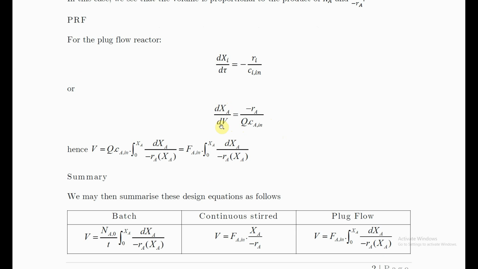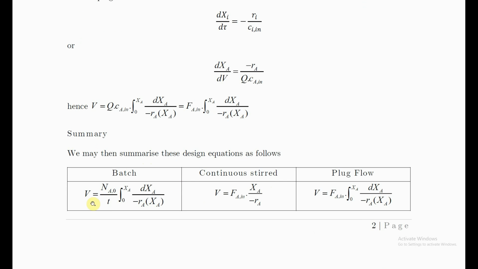So again, if you divide both sides by the right hand side here and then integrate with volume, then the volume is going to integrate to just the total V, and then on the other side you are going to get dXA over minus RA, and then you've got Q CA in over there. So we need to integrate this again, and then this product, volumetric flow rate times inlet concentration, that's nothing but the inlet molar flow rate. And then this is, again, something to do with XA on the top, divided by minus RA here. So you've got the same term again.